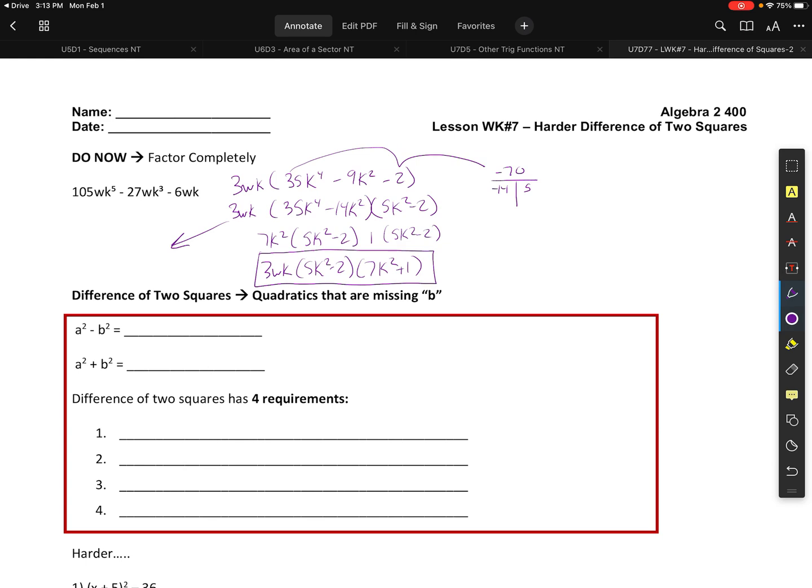Alright, so we are taking difference of squares and taking it to a whole other level today. So everything we talked about the other day still holds true. A minus B, A plus B, this is prime, we got binomial, we have subtraction, we have perfect square, and we have even exponents.